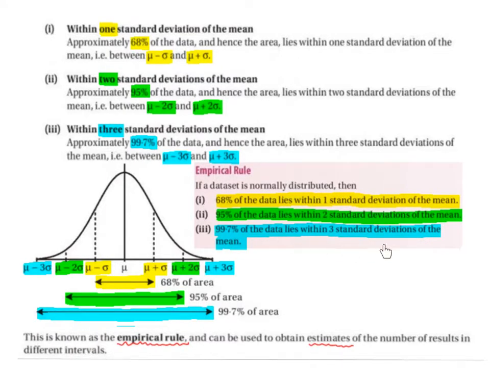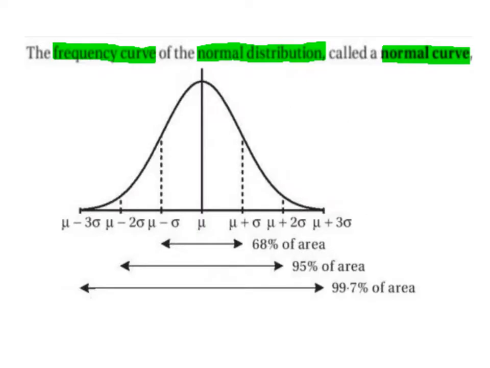So it's important that this is learned off by heart. So the frequency curve of the normal distribution is called the normal curve. So here we have the normal curve. And again, this is just a summary of what we went through.